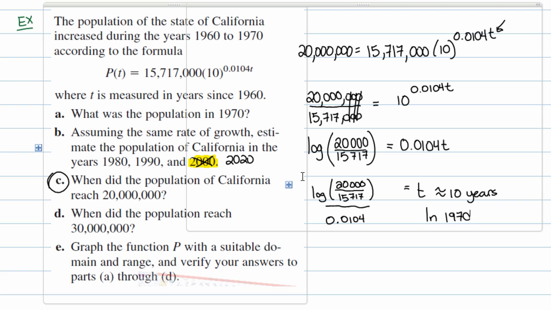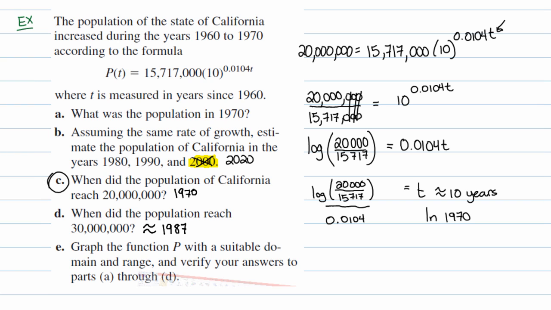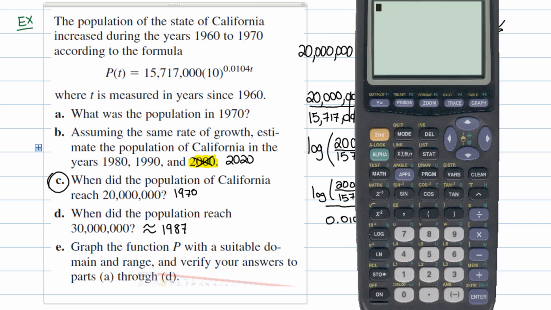Now the process is basically the same for part D, so I'm giving you the answer and I want you to go ahead and try to do it yourself, because really it's just going to be me repeating the same steps. The last little bit: graph your function with a suitable domain and range and verify your answers. That's if you have a graphing calculator. And it's great to do anyway, just to check your answers.